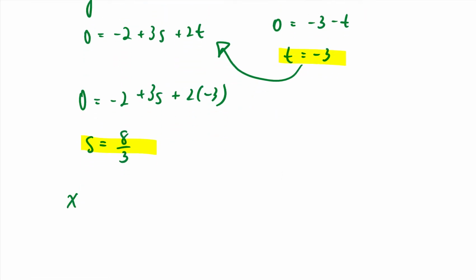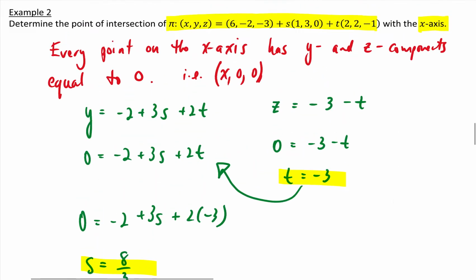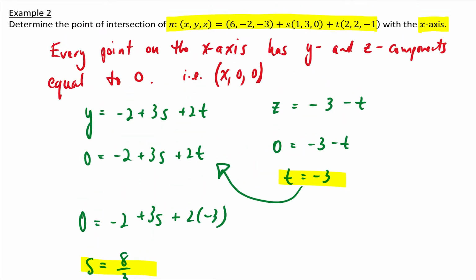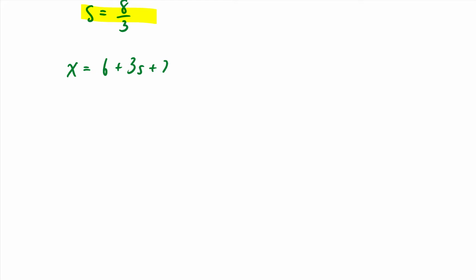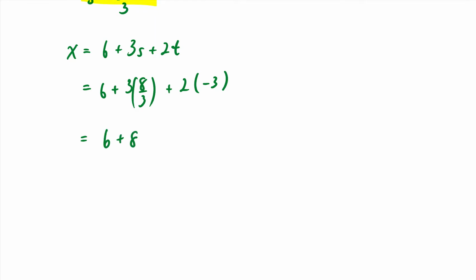So we have that x is equal to, if we go back to our equation, x is equal to 6 plus 3s plus 2t. If we sub in our s value, you get 6 plus 3 times 8 over 3 plus 2 times -3. This gives us 6 plus 8 minus 6, which gives us an x value of 8. So therefore, this plane intersects the x-axis at the point 8, 0, and 0.